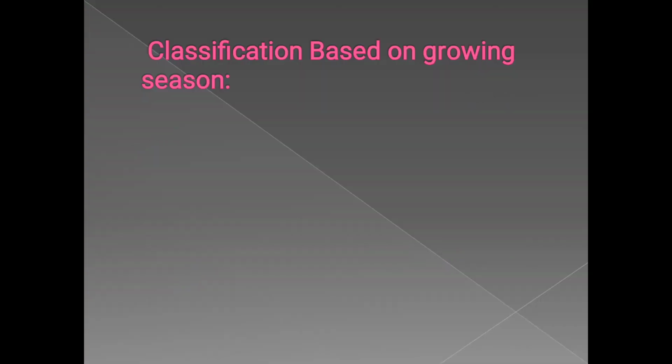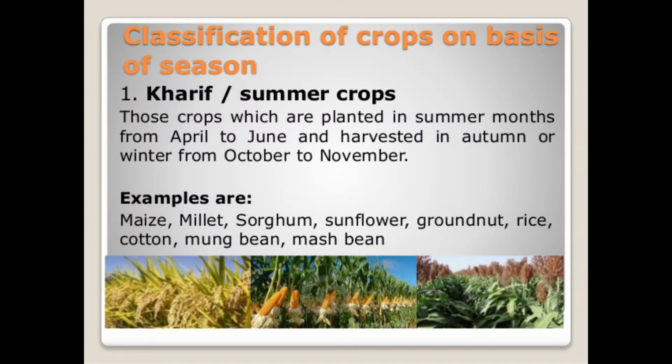Then classification based on growing season. Classification of crops on the basis of seasons. There are three seasons: kharif, rabi and summer season. So first we see the kharif season.